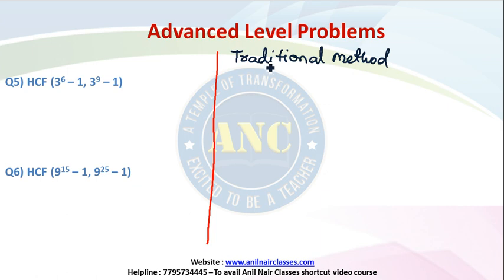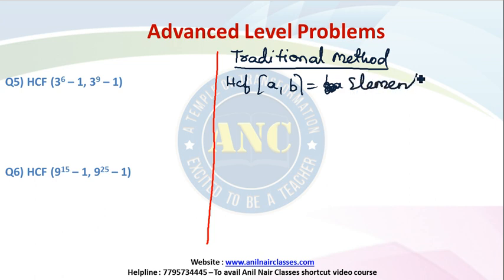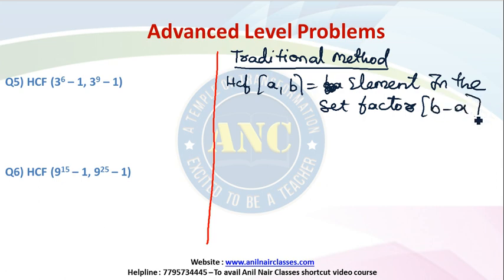Now see here. Traditional method. HCF of A comma B is nothing but an element in the set factor of B minus A.